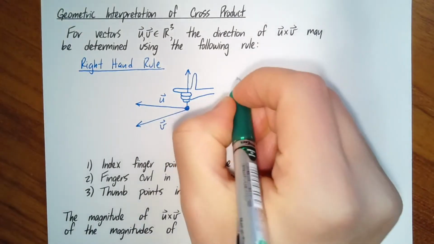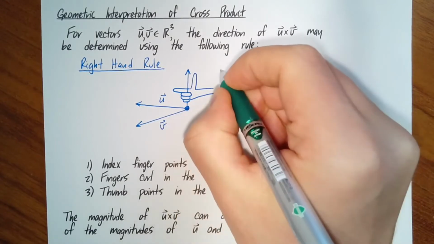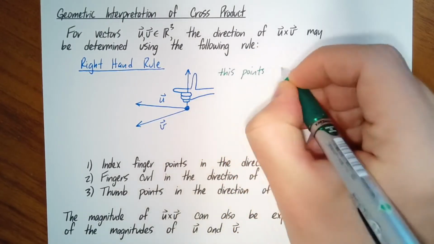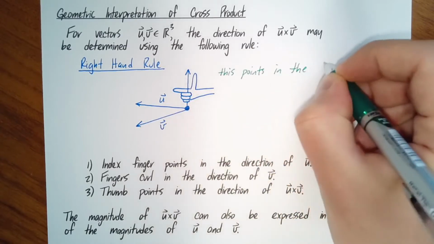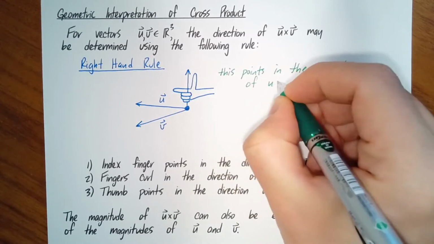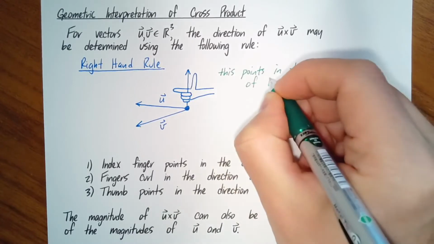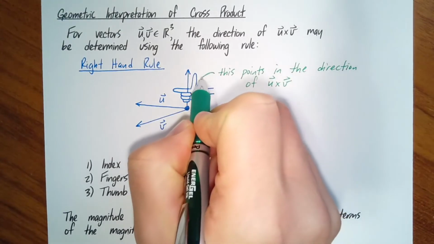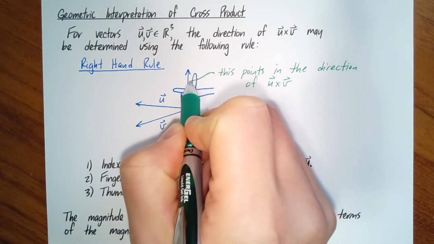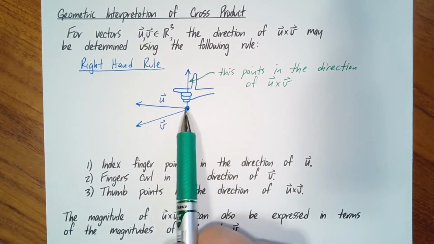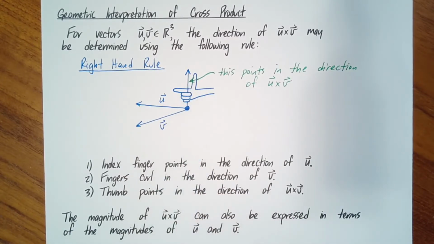So this, I'll just say this points in the direction of u cross v. Right, I didn't say it is u cross v, because again, we don't know necessarily the length of u cross v at this stage, but we do know that this vector that's pointing upward, that points in the direction of u cross v. So that takes care of half of it, right?